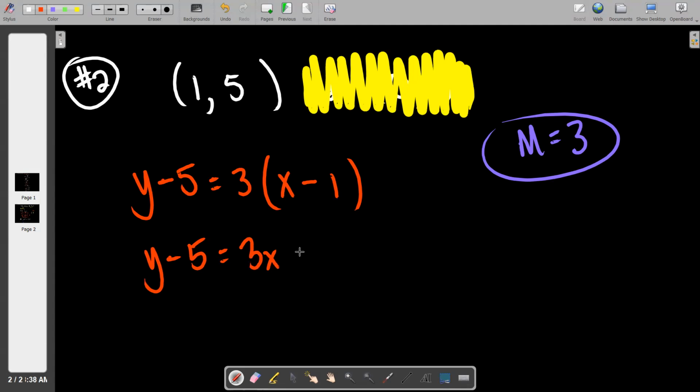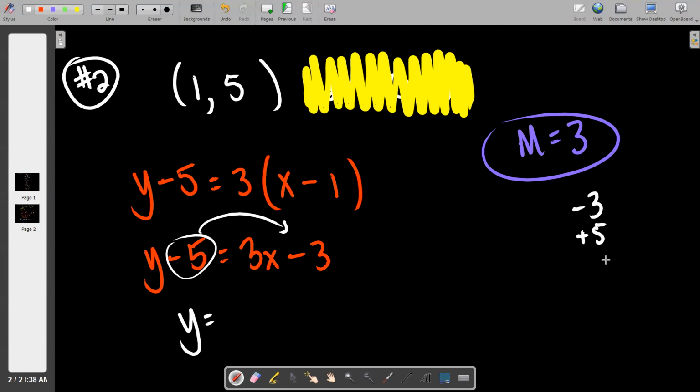Nope. Yep. And then, of course, there's one thing left to do, and it's to take this minus 5 and add it to the other side. So what do we get? -3 is already there, plus 5. The number 8 is nothing to do with this.